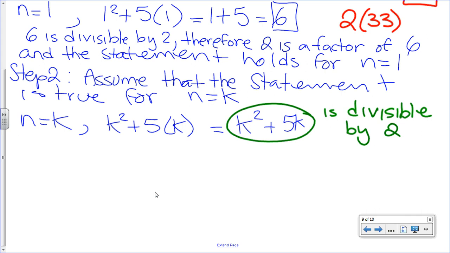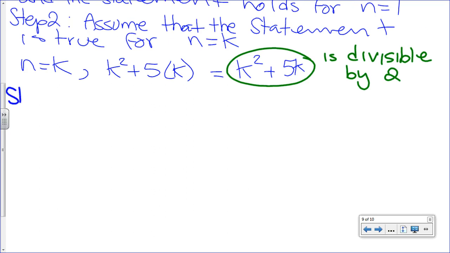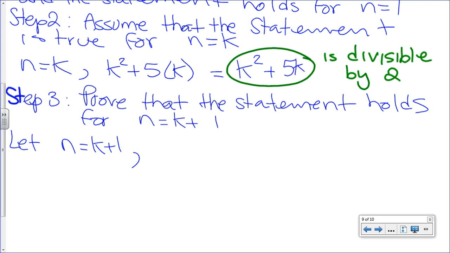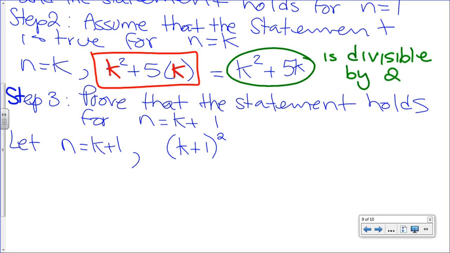All right? So now that we go to step number 3, we need to prove that the statement holds for n equals k plus 1. Okay, so we're going to do the following. We're going to let n equals k plus 1. And so we're going to substitute it into this formula here. So instead of k, we're going to have k plus 1. All right? So this will be k plus 1 inside parentheses, and then we square it. Then we will have plus 5, and instead of the k, we will have k plus 1.